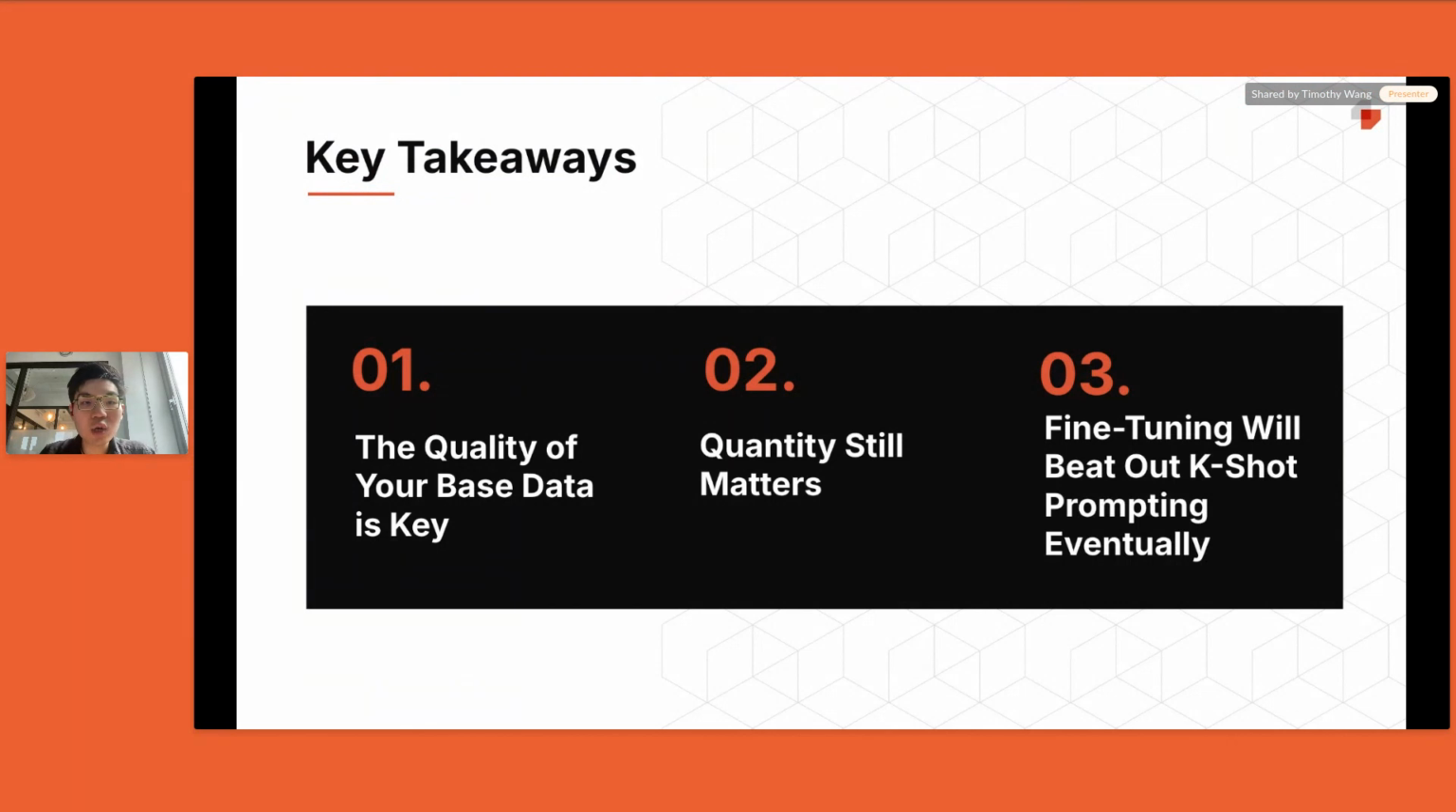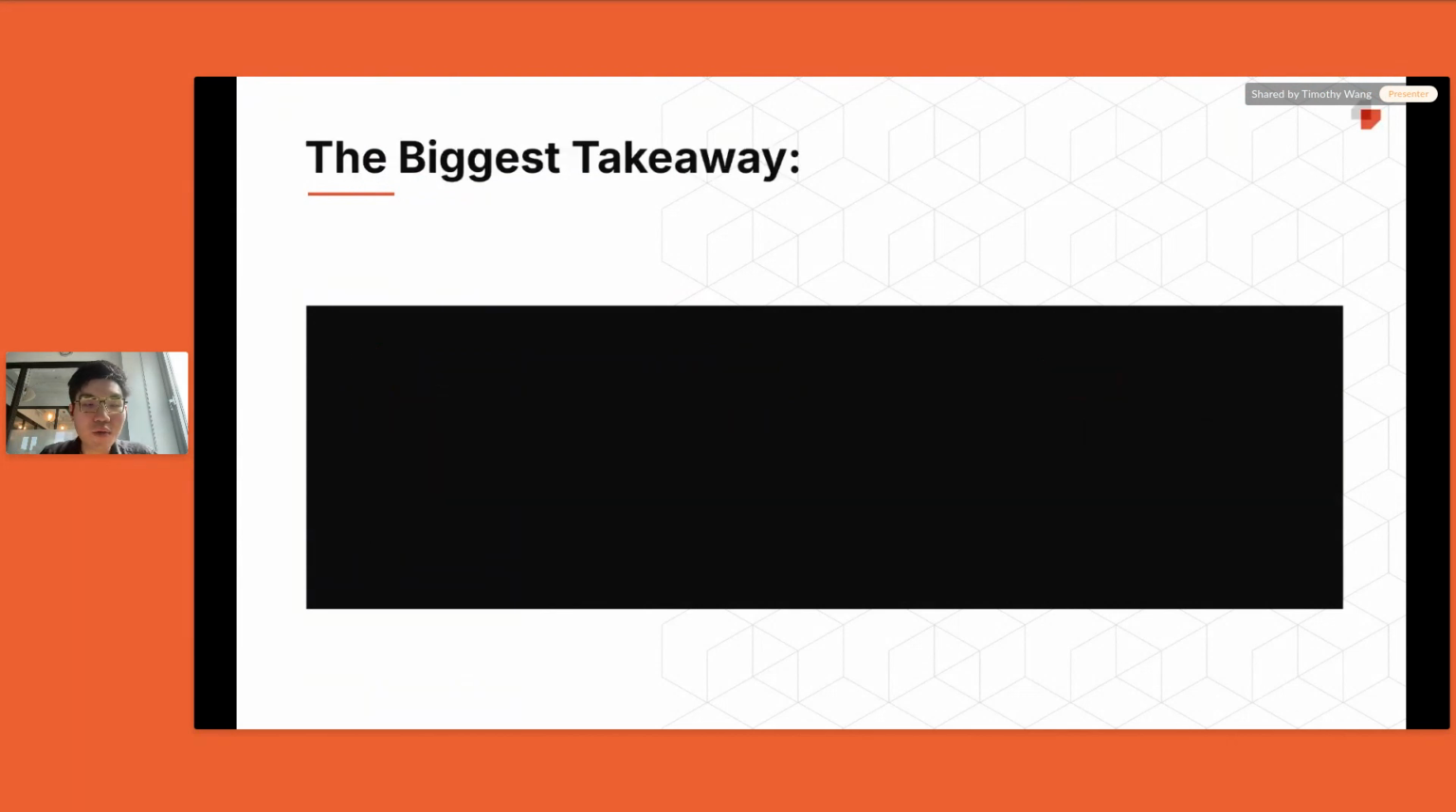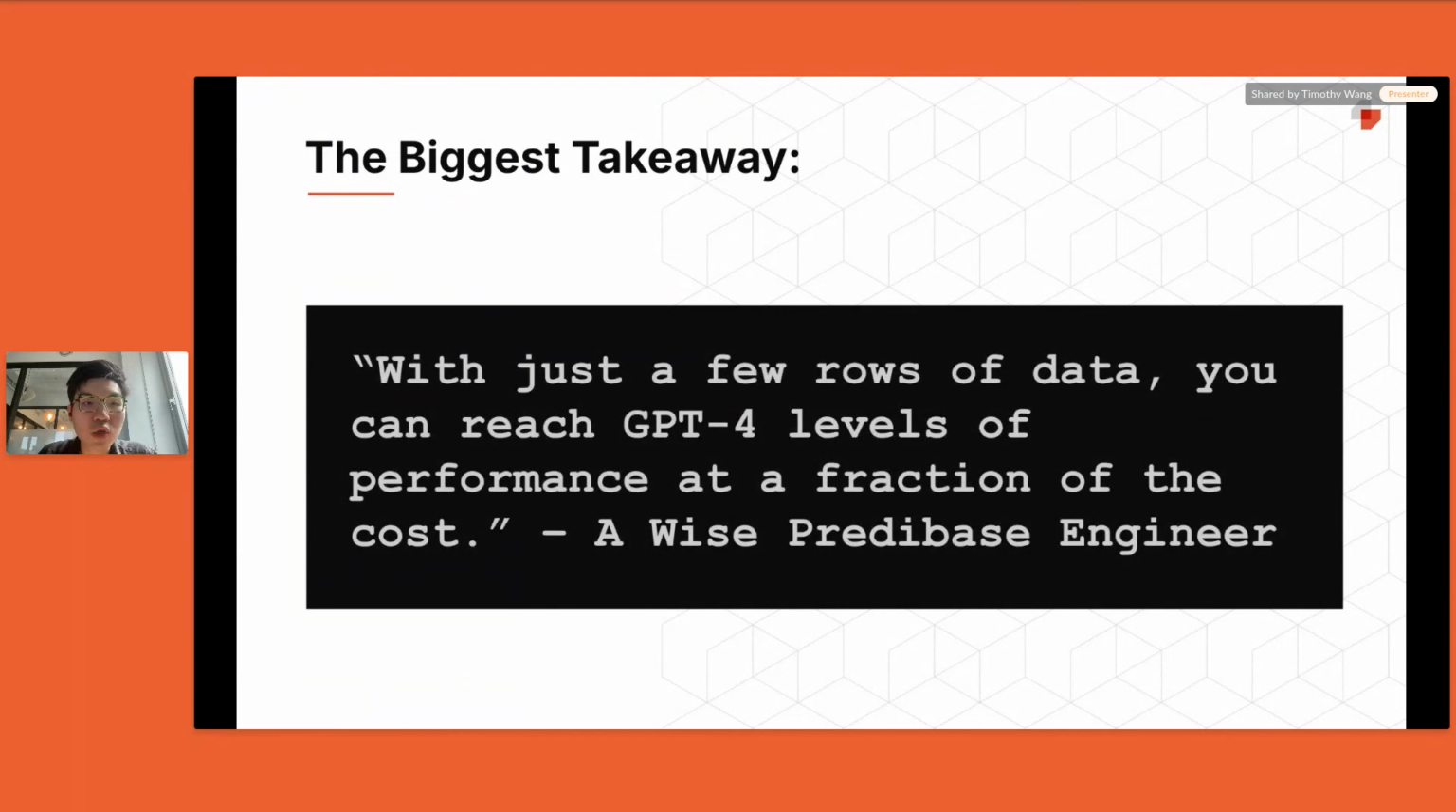And finally, fine-tuning will beat out K-shot prompting eventually. This ties into the quantity mattering point, but there will be an inflection point at which your fine-tuned models will start to do better. However, the largest takeaway that we want for you to walk away with is, with just a few rows of data, you can reach GPT-4 levels of performance at a fraction of the cost.